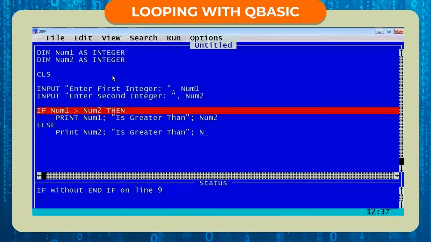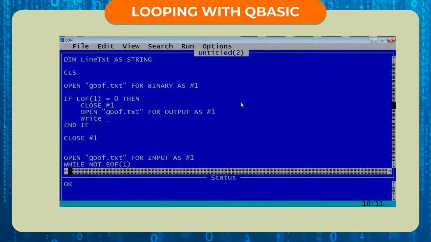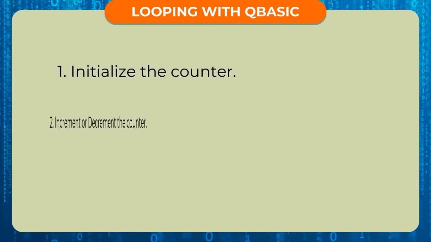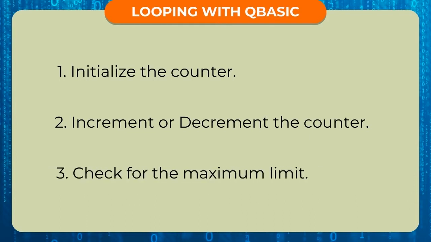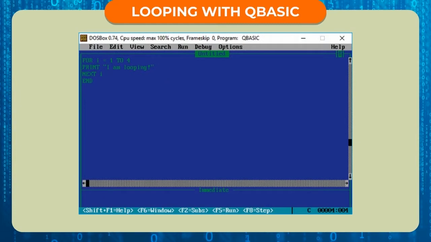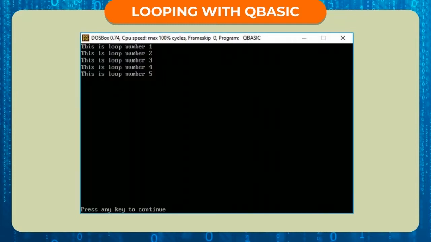This can be done with the goto command, but in QBasic, there are some good ways to loop the program. One of them is the for next command. When using counters, you have to follow these points. Initialize the counter. Increment or decrement the counter. Check for the maximum limit. This process may become very tedious if the program is very long with several counters. In that case, you can use a loop.